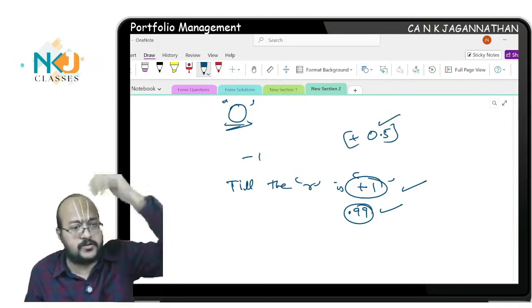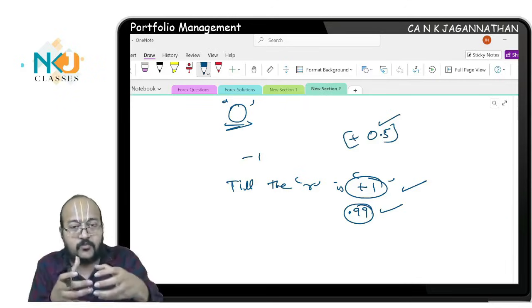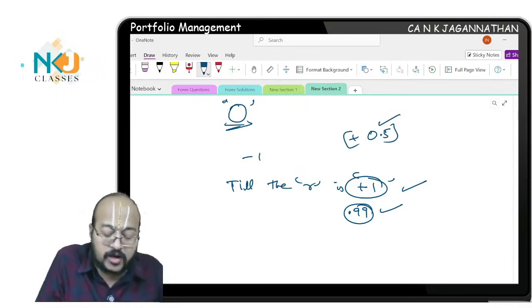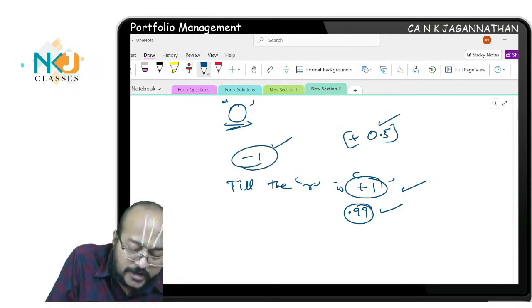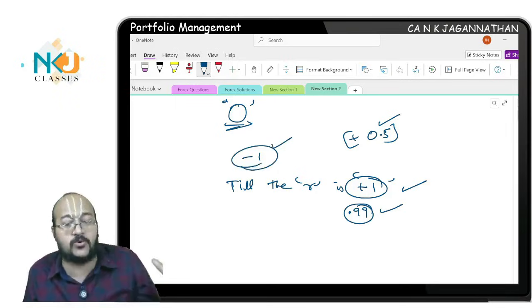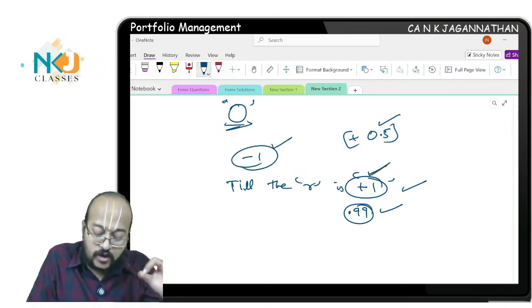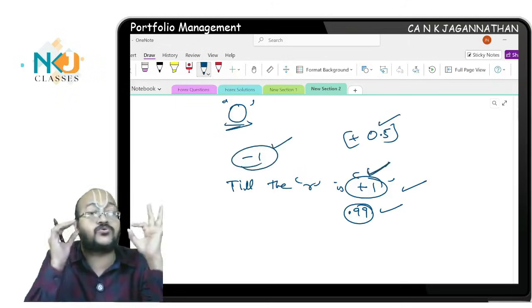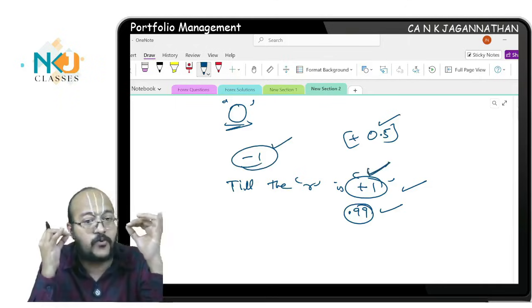X goes up, Y comes down. So both are having opposite effect. Then the risk will reduce. Don't think negative correlation only can reduce risk. No. Positive correlation will also reduce the risk. Till +1, you can reduce the risk. You can reduce the risk. Simply keep this in mind, profound discussion.